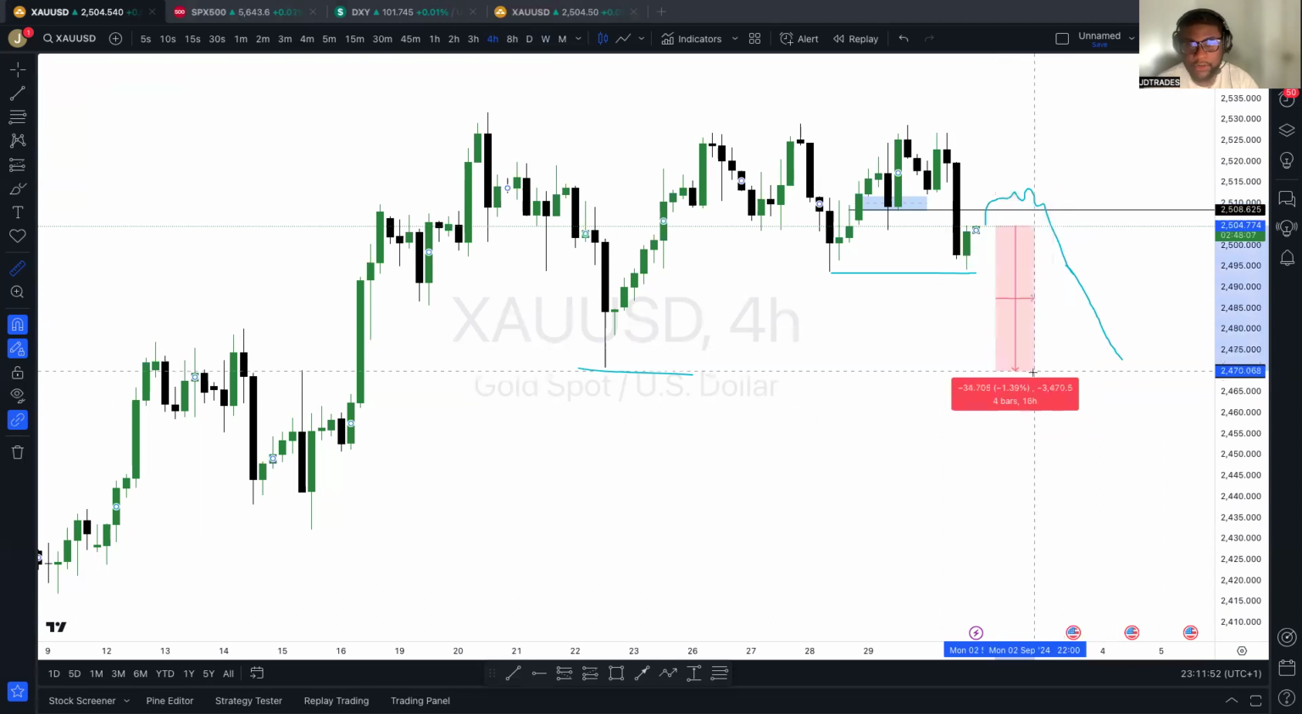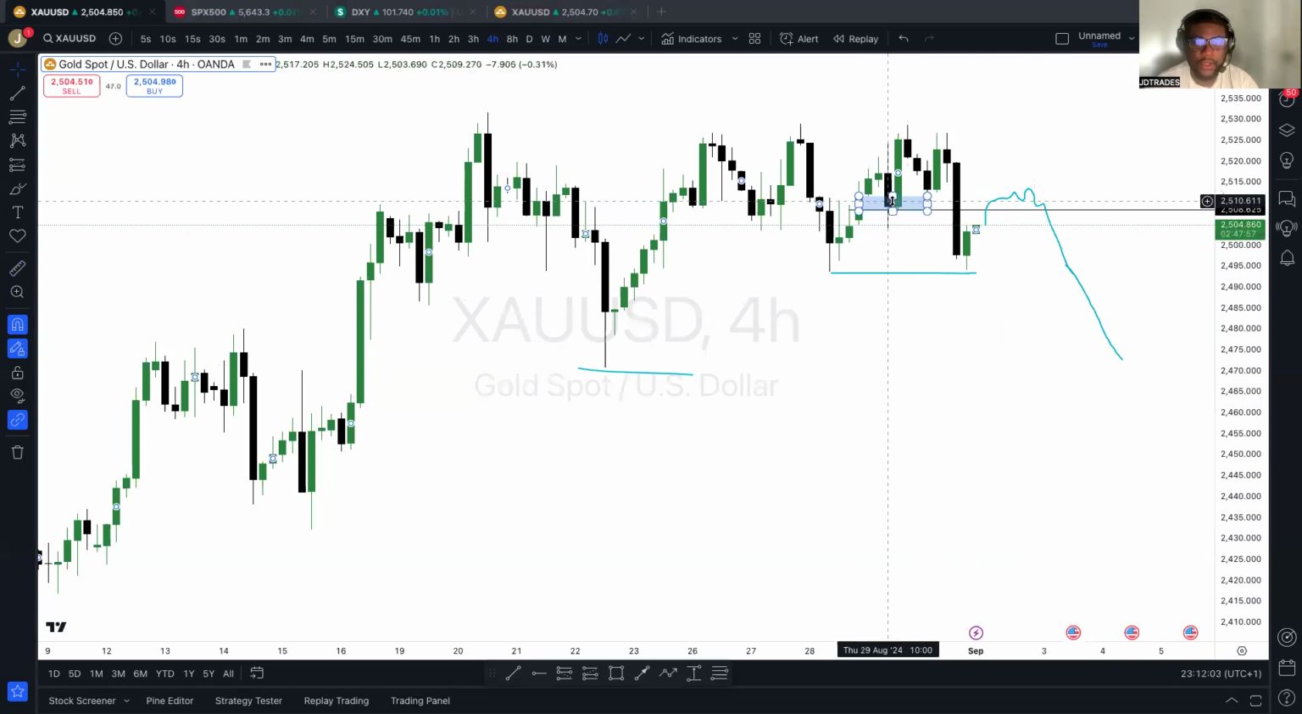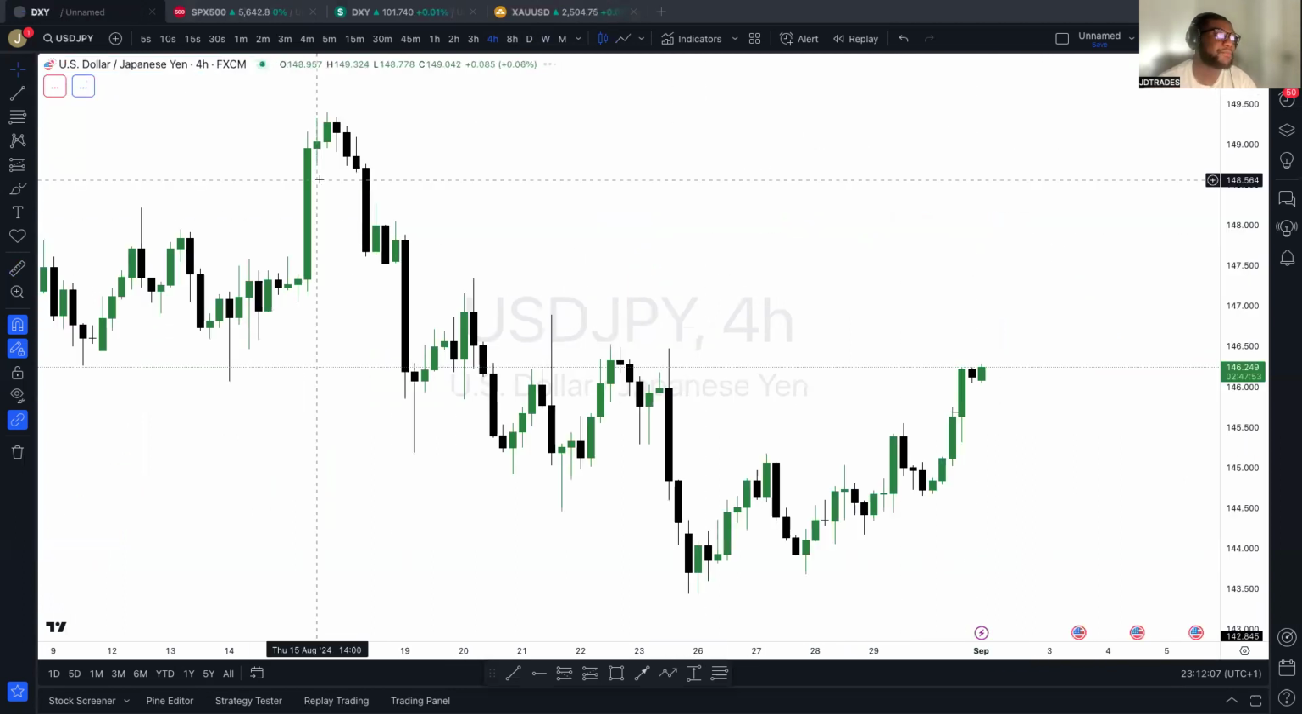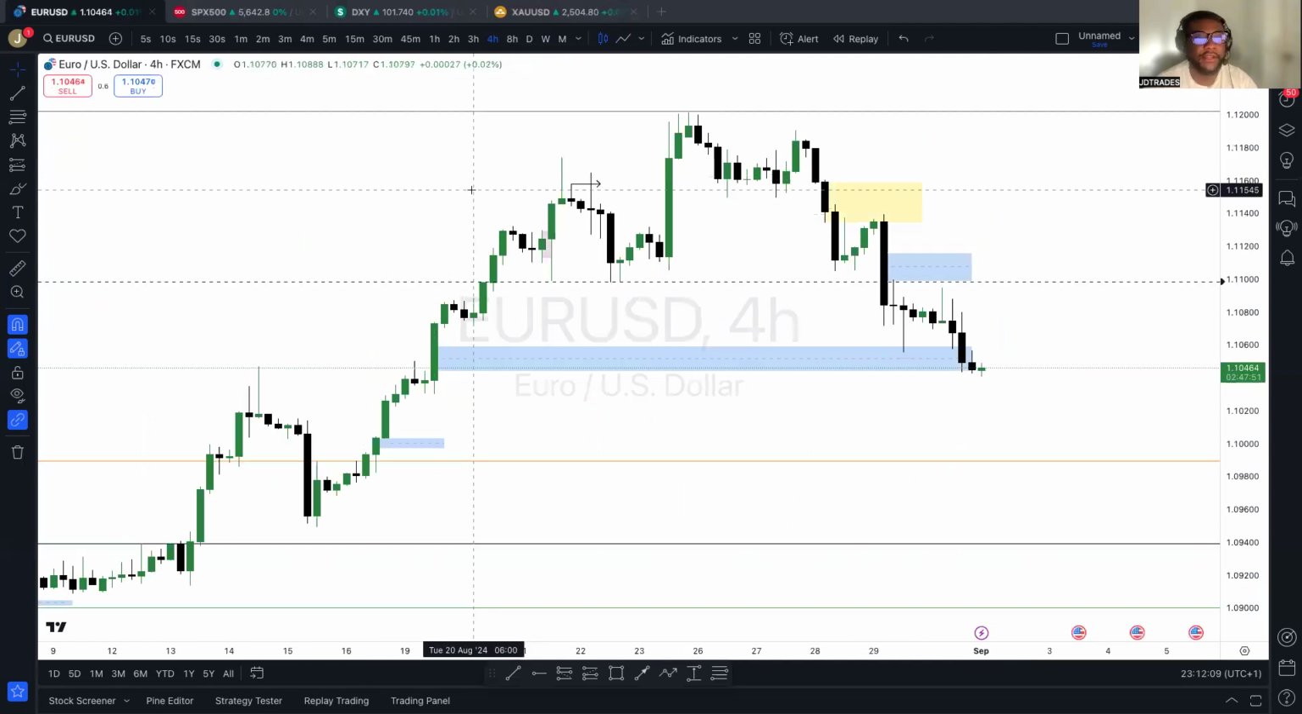Even from where price currently is, if you can catch 100 pips of this 333, let's call it 340 pip range, you should be fine. Look out for those little key things that I have mentioned there for gold. Next up is Euro USD.